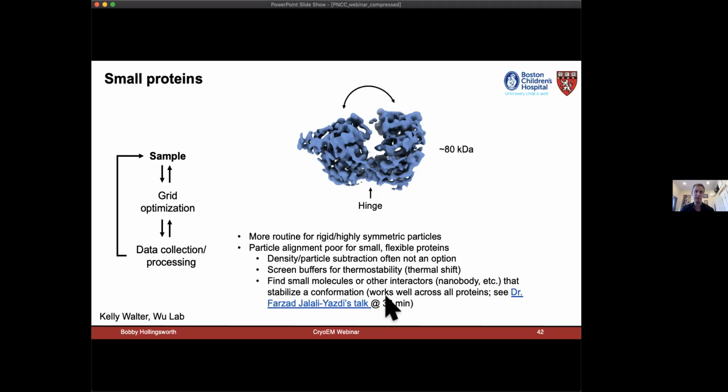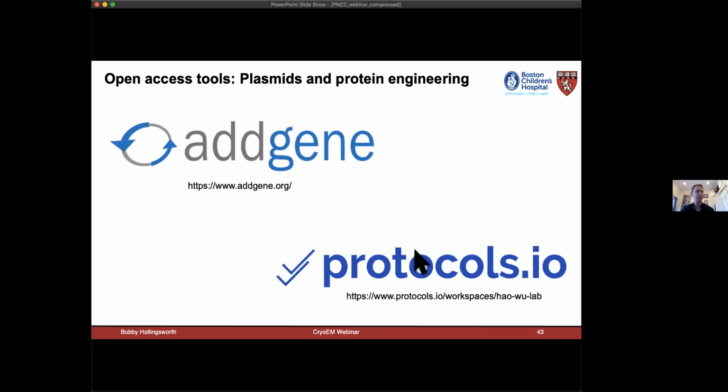I think Zod talked about this in his talk at this forum a couple of months ago, where he finds a small molecule that can stabilize a transmembrane region of a protein. And so that can be a very useful tool for resolving protein structures.